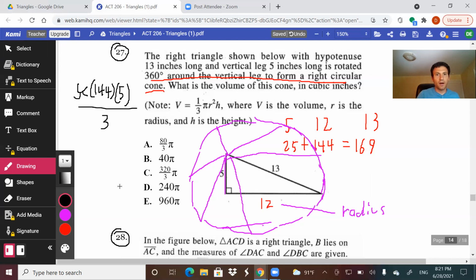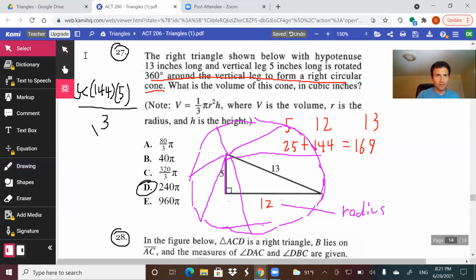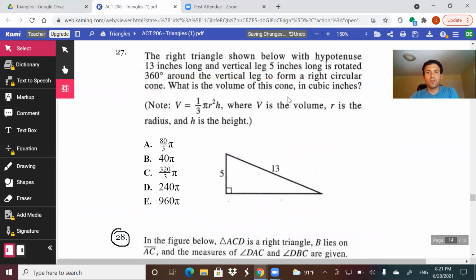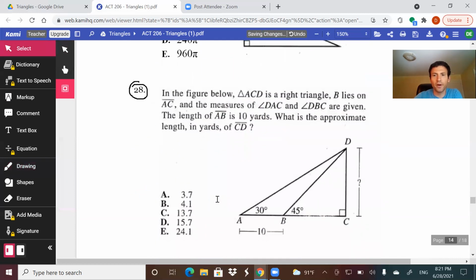So I'm getting 240 pi. Hopefully you're getting the same. So that's your answer to that one. All right, I think I've picked out 2 more problems for us to take a look at. Maybe 3. We'll see if we do all 3.